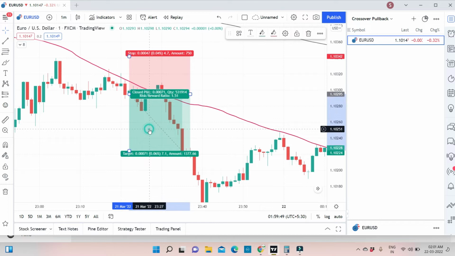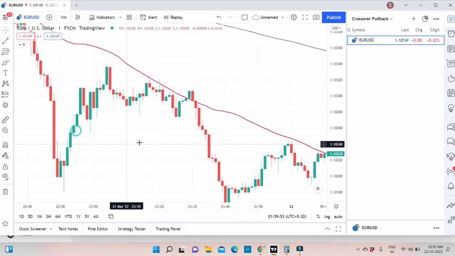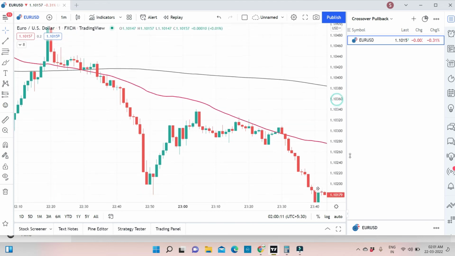We're going to take the entry on the pullback. Whenever there is a pullback after the crossover and it touches the 50 moving average line, and if you see a bearish candle over here, we're going to take an entry. Like over here we took an entry with a stop loss of the previous high. So we'll see some back testing.